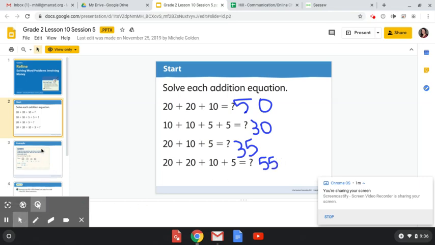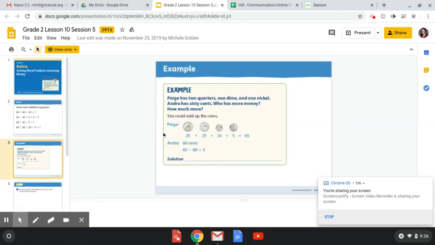Alrighty, let's take a look at what our next slide has. Paige has 2 quarters, 1 dime, and 1 nickel. Andre has 60 cents. Who has more money?